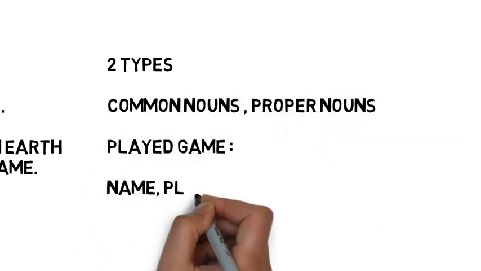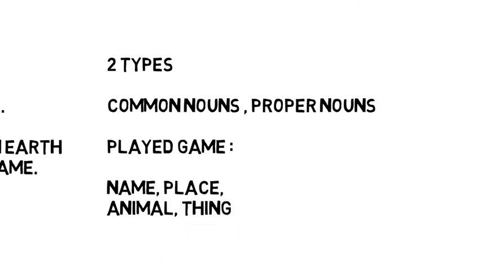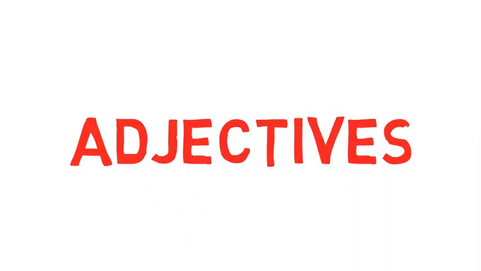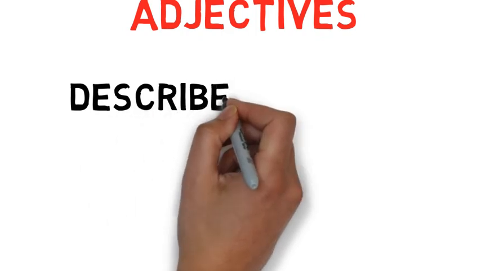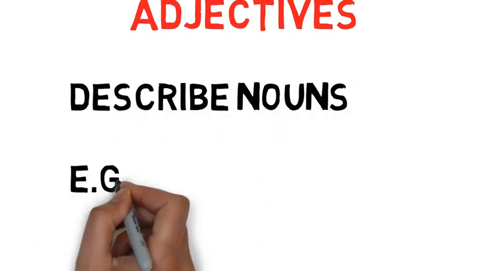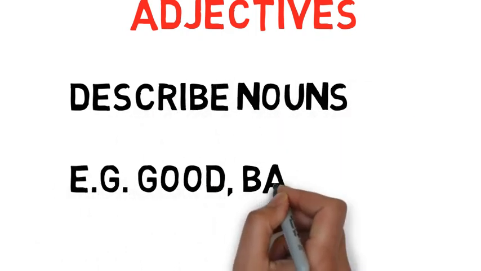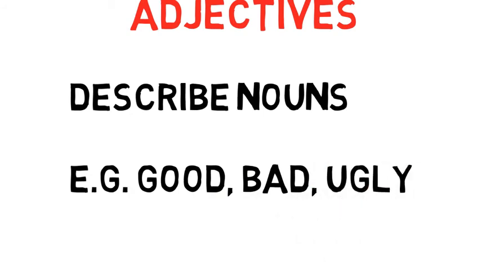Now, nouns are naming words. Everything in this world that you see that has a name is a noun. And we discussed that there are 2 different types of nouns. There are proper nouns, names of places, names of animals, names of things, and names of people. And there are common nouns, tables, chairs, bed, house, etc.